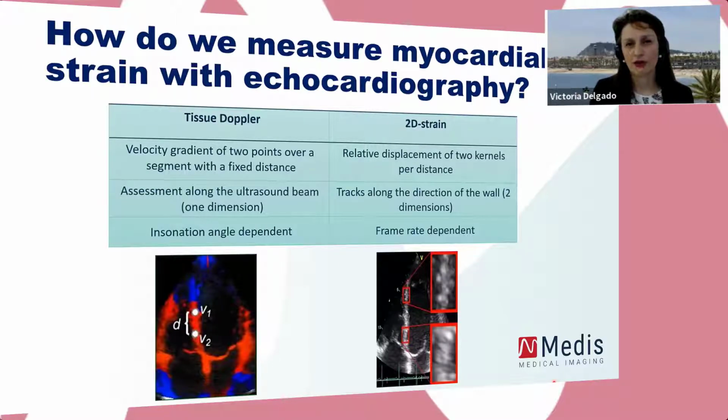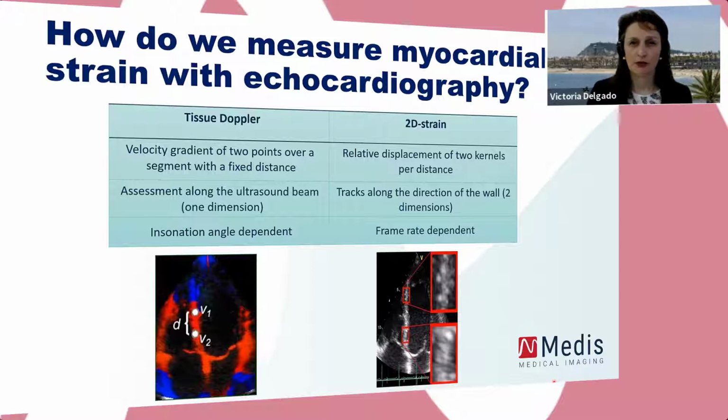With echocardiography, we have two main techniques to assess myocardial deformation or strain. We use mainly either tissue Doppler imaging or two-dimensional strain echocardiography, which can later be used as vector velocity imaging or speckle tracking echocardiography.